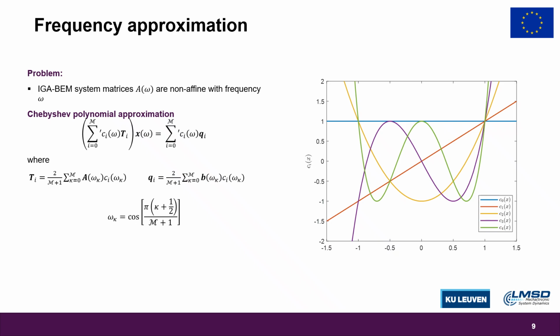For the construction of the coefficient matrices Ti and Qi, I need to evaluate the full order system matrices at the Chebyshev nodes. Since by using Chebyshev polynomial approximation, we don't need the derivatives of the system matrix, it is non-intrusive, and another highlight of Chebyshev polynomial approximation is that we get a uniform error distribution in C.